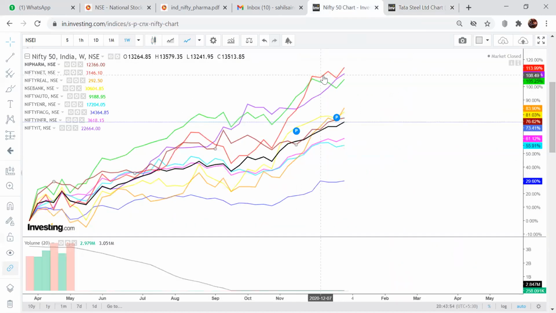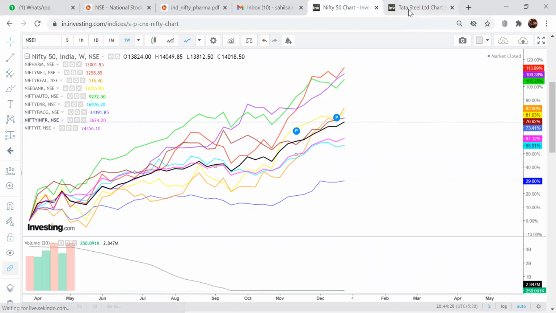Okay, so we just tagged 1, 2, 3, 4, 5, 6 indices which are outperforming Nifty 50 from April till now. So it's around, I think, 10 months. Yeah, it's 10 months if we take January also. So yeah, let's check out these two, three indices also.